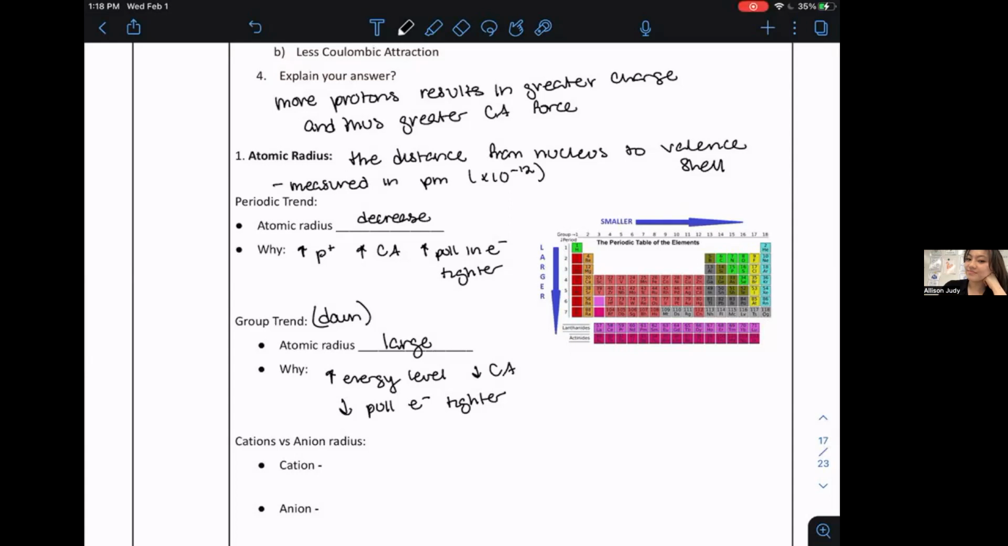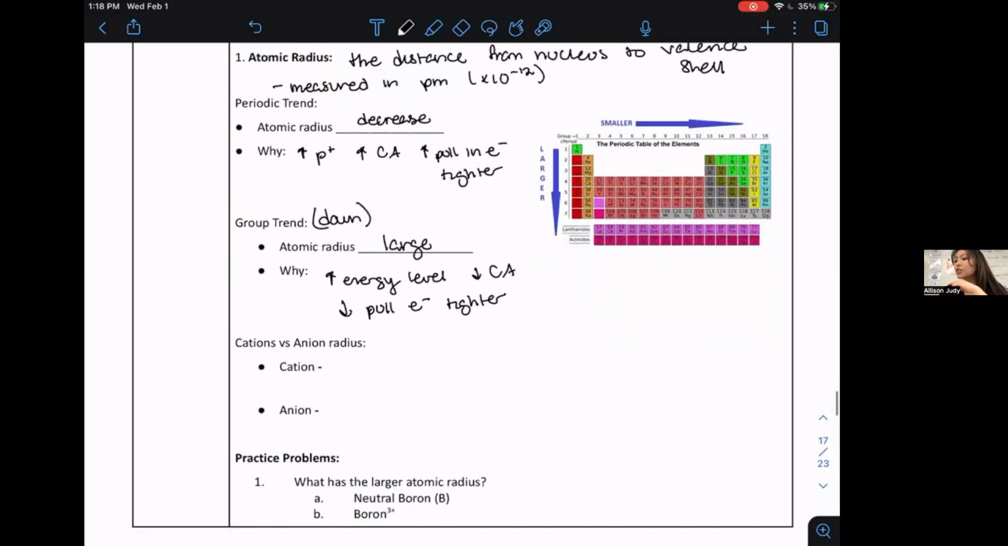Atomic radius is measured in picometers, 10 to the negative 12 meters. But is that supposed to be a 1 or a parenthesis? It's a parenthesis because I assume that you know there's a 1 in front. It's just trying to tell you the scale. Okay, so how does this also affect things now?